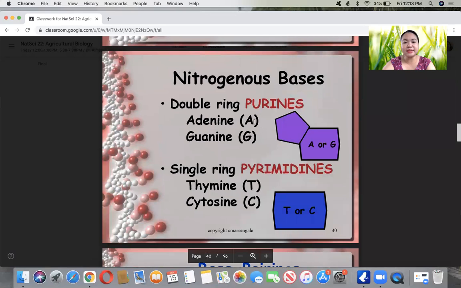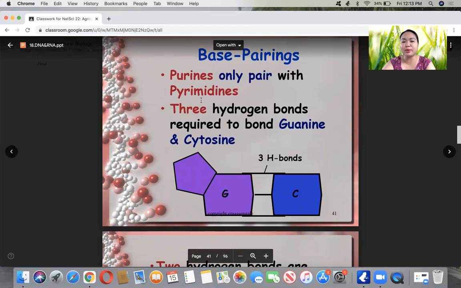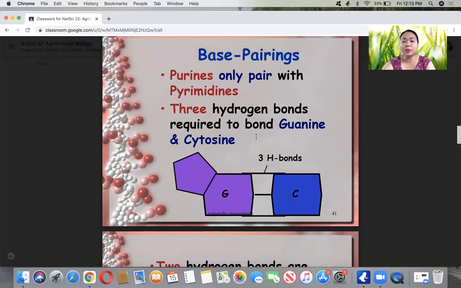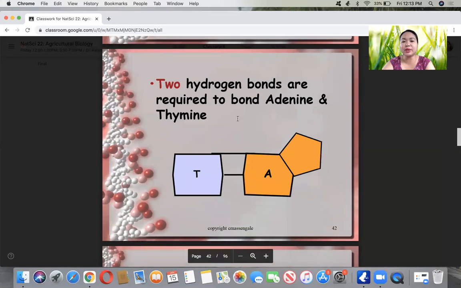So the nitrogenous bases: the double-ring purines are adenine and guanine, and the single-ring pyrimidines are thymine and cytosine. Adenine always pairs with thymine and cytosine always pairs with guanine, so purines only pair with pyrimidines. Three hydrogen bonds are required to bond guanine and cytosine as shown on the figure here, and two hydrogen bonds are required to bond adenine and thymine as shown on the figure here.